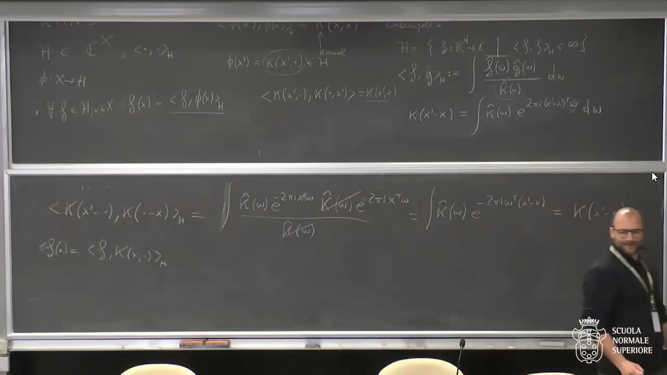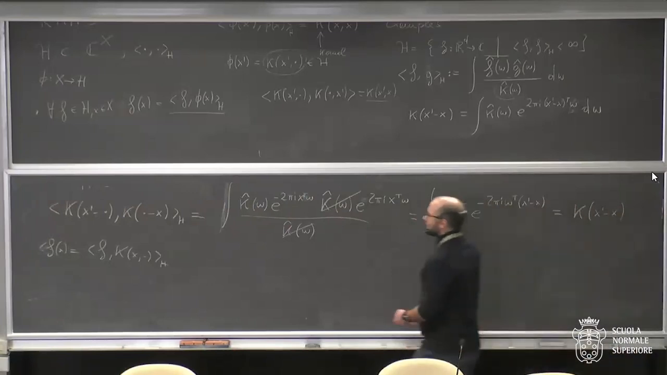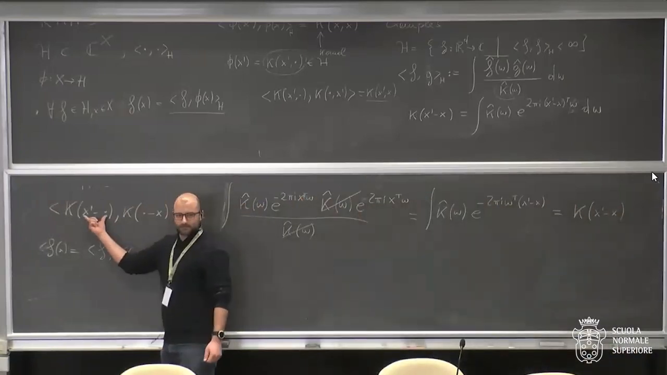I'm not quite getting the notation. Like, how does this thing work? Like, the x prime minus dot is like adding a variable, like a mute variable y. So yes, this is a constant. X prime is a constant, and this is a function in the mute variable.